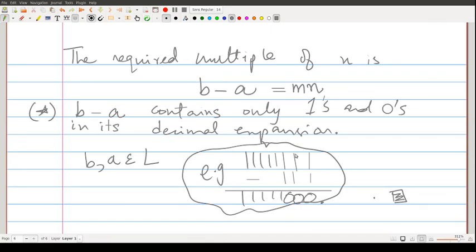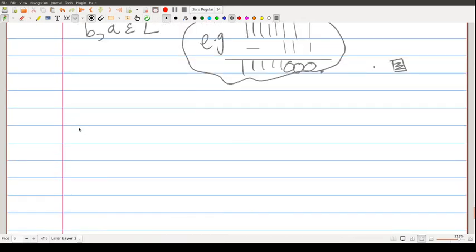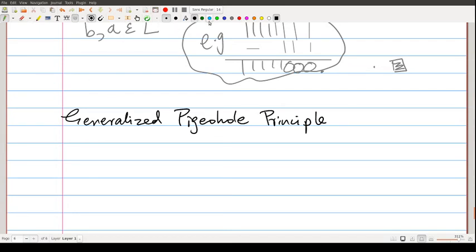Okay, any confusion? No? Great. So how about let's go one step further and let's do the generalized pigeonhole principle. And let's do it with an example.